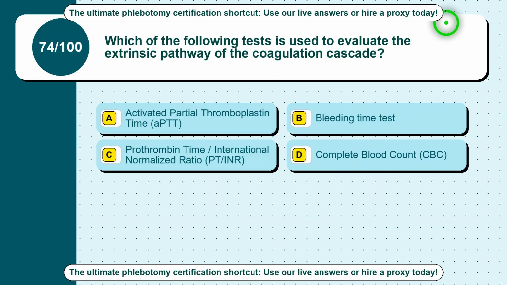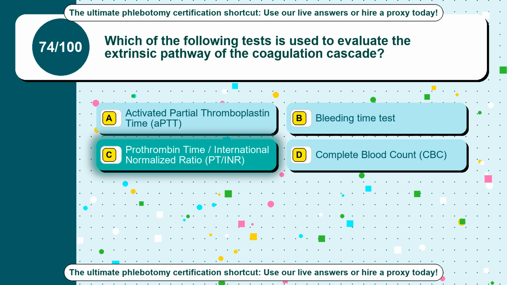Question 74. Which of the following tests is used to evaluate the extrinsic pathway of the coagulation cascade? Option A, activated partial thromboplastin time, APTT. Option B, bleeding time test. Option C, prothrombin time / international normalized ratio, PT/INR. Option D, complete blood count, CBC.